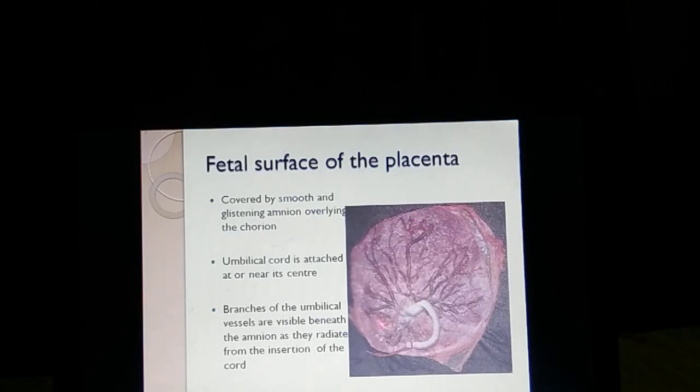Now this is the fetal surface of the placenta. It is covered by smooth and glistening amnion overlying the chorion. The umbilical cord you can see is attached near the center. The branches of the umbilical veins are visible beneath the amnion as they radiate from the insertion of the cord.